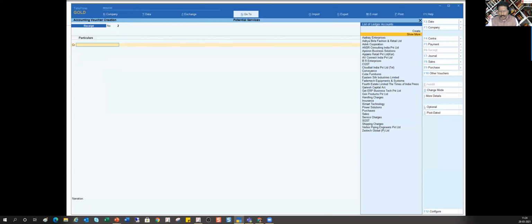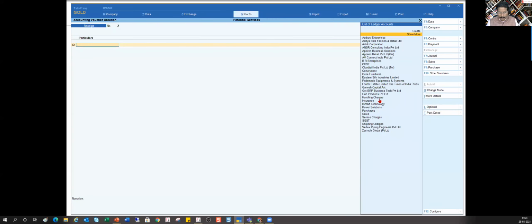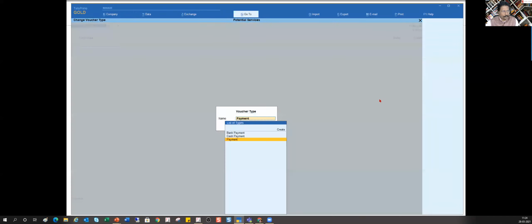Now let's see the second transaction. My second transaction is purchase of stationery worth 2000 for office use from Omega Stationery by check. All right. So I'm going to pass this transaction. Now I'm going to make a payment entry, so I'm going to press F5 for payment.